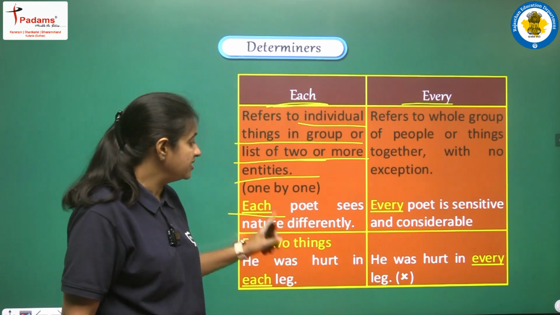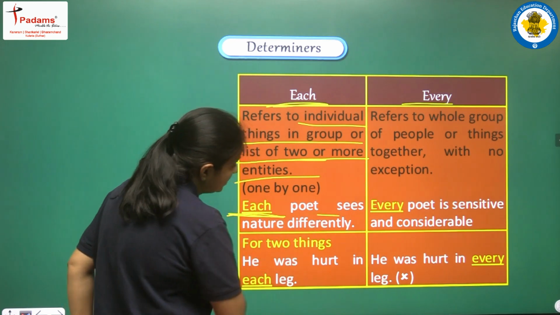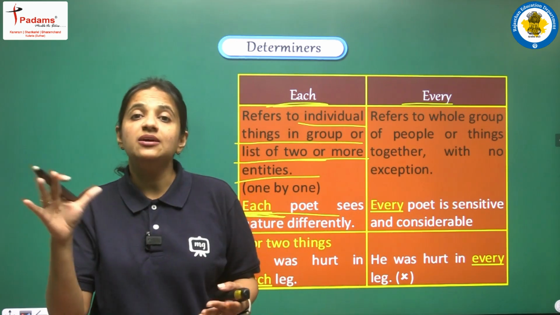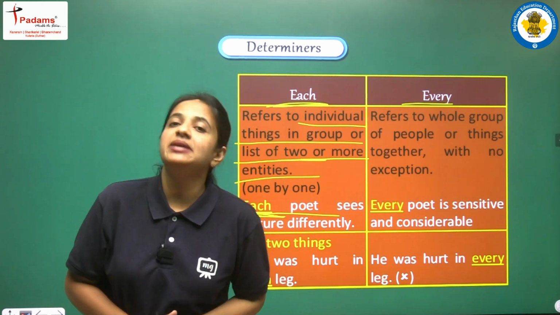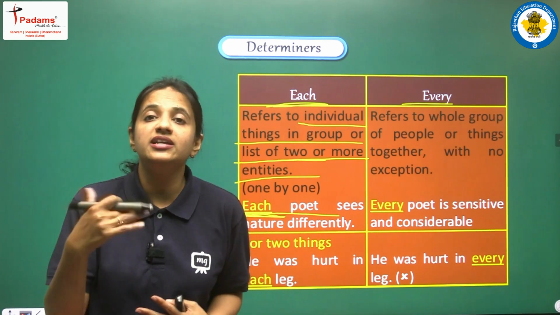Each poet sees nature differently. So when we are using each here and we are saying that each poet, it means we are talking about all the poets, but individually. हम ग्रुप में बात नहीं कर रहे हैं. जब हम each का यूज करते हैं तो हम ग्रुप के भी सभी मेंबर्स को इंडिविजुअली देखते हैं.